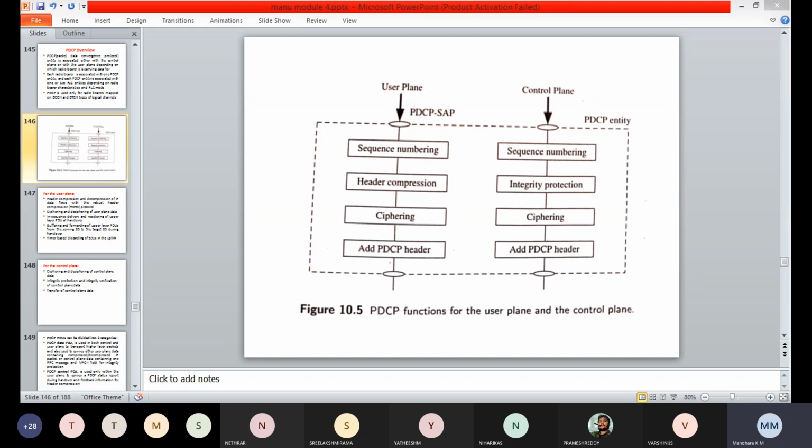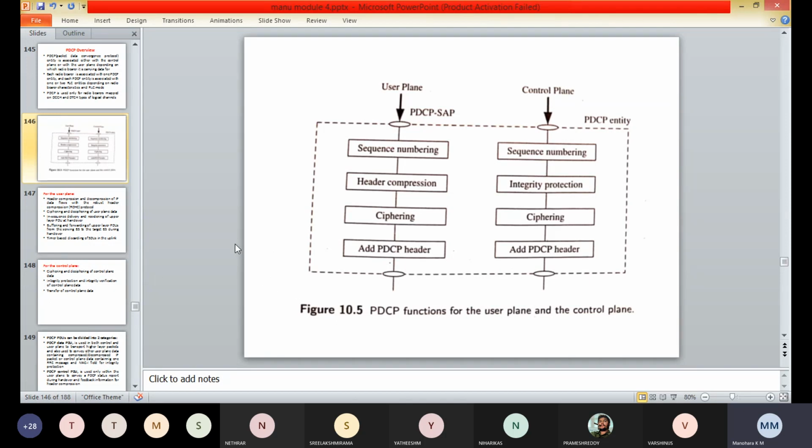Sorry for the inconvenience. In the sequence, there is the delivery and reordering of the upper layer PDUs at the handover. Similarly, the buffering and forwarding of the upper layer PDUs from the serving eNode B to the target eNode B during the handover. In the fifth point, the timer based discarding of SDUs in the uplink. Similarly for the control plane, there is ciphering and deciphering of the control plane data, the integrity protection and integrity verification of the control plane data, and transfer of the control plane data.